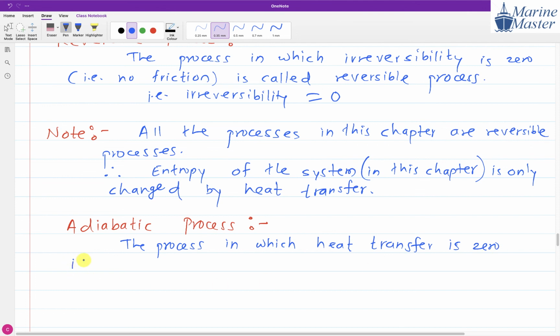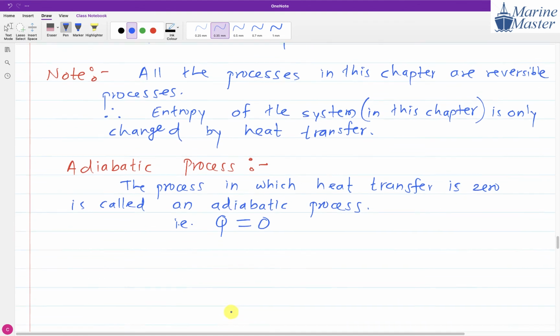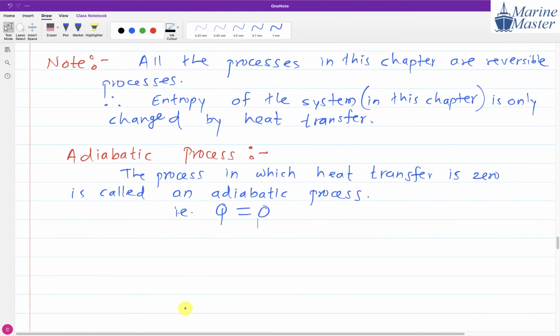The process in which heat transfer is 0 is called an adiabatic process. That is what we can say: Q is equal to 0. Please write down this discussion.